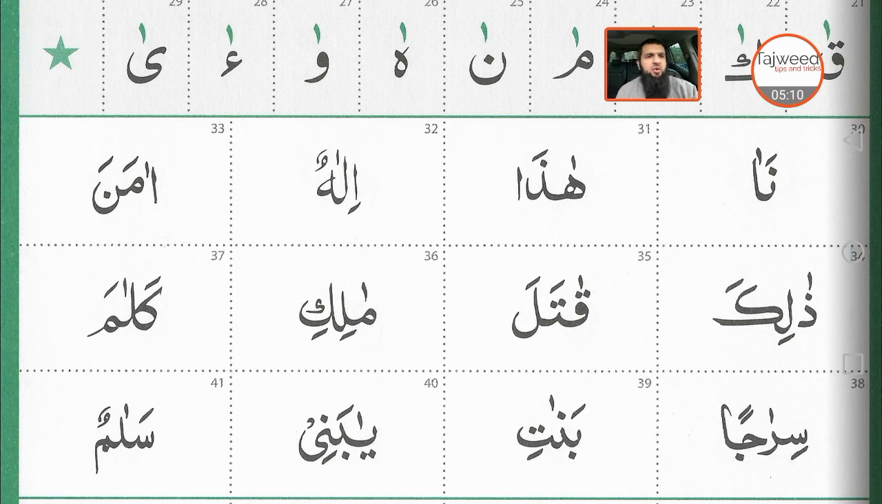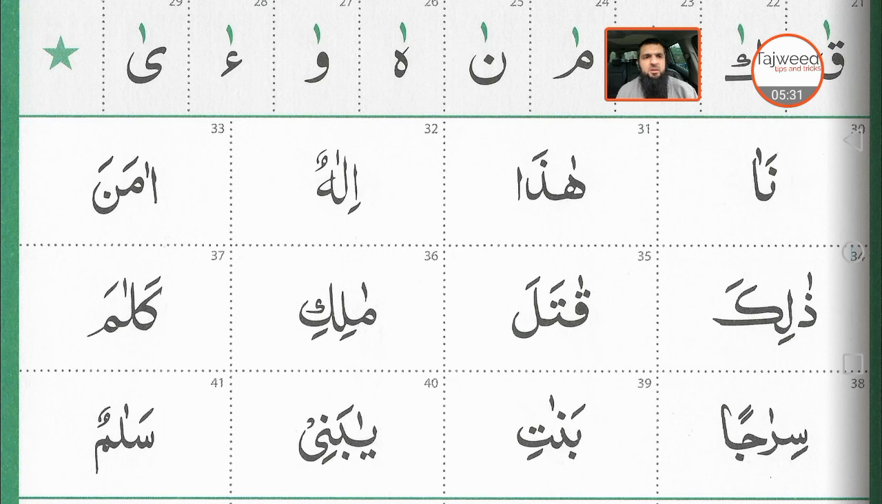If we move on to box 34, you've got a dal, a lam, and a kaf. Dal has a standing fathah, so it's this sound. The lam has a kasra, so it's li, and the kaf has a fathah, so it's ka, dhalika.